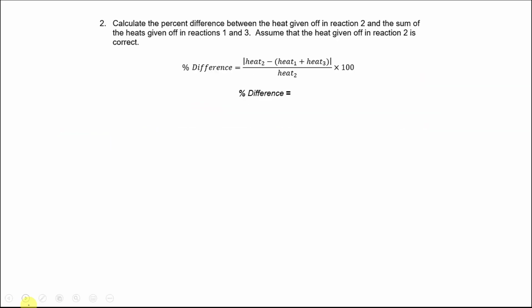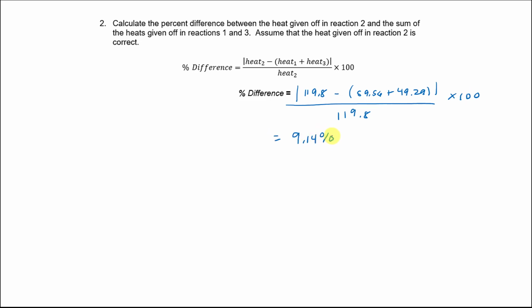All right, and here we're going to see what the difference is in our calculations versus what we actually saw. So for the percent difference, we have the heat 2. This is absolute value. So our heat for number 2 was 119.8, and that was what mine was. And we're going to subtract 1 plus 3. So 59.56 plus 49.29, all divided by my 119.8 value, times 100. So my percent difference here was 9.14%. So for that data set, it was not very accurate.